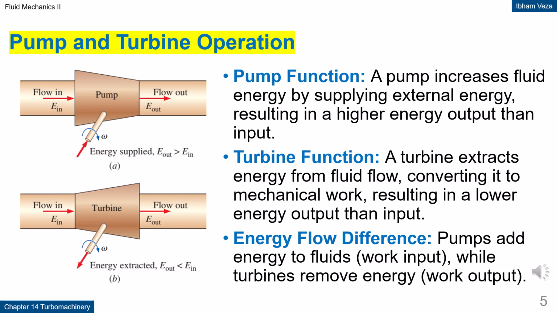Pump and turbine operation. This slide explains the fundamental difference between pumps and turbines from an energy perspective. A pump adds energy to the fluid so that the outlet energy is higher than the inlet energy. In contrast, a turbine extracts energy from the fluid and converts it into mechanical work. This difference in the direction of energy transfer is what fundamentally distinguishes their functions. This concept becomes the basis for all subsequent performance analysis.